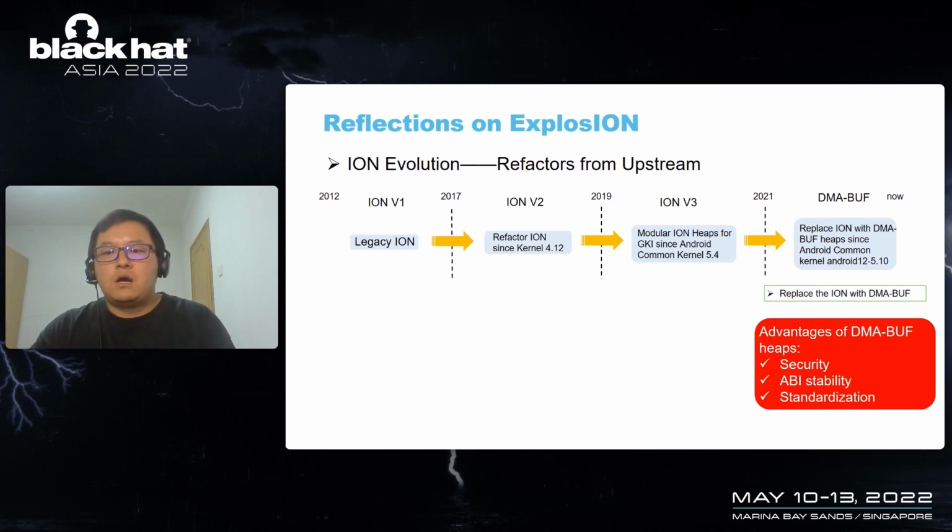After 2 years, ION started to get replaced with DMA buff heaps in some devices of Android 12. According to the official statements from Google, DMA buff heaps have some advantages in security, ABI stability, and standardization. However, we have noticed that millions of devices are still using Android version 11, 10, or even older Android versions. Lots of work still needs to be done by vendors to make sure ION is not attacked.